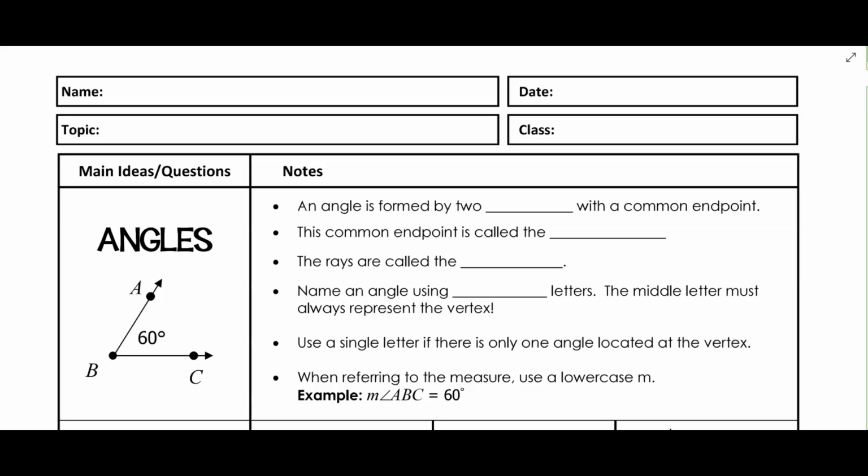This is Mr. Martin. These notes are for geometry. We're in chapter 1. We're talking more about angles. And a lot of this stuff should be reviewed, but it's important material, so it doesn't hurt to go over it again.